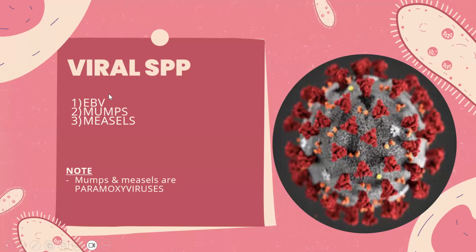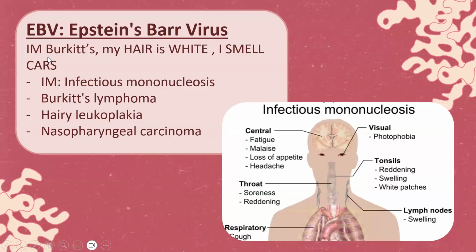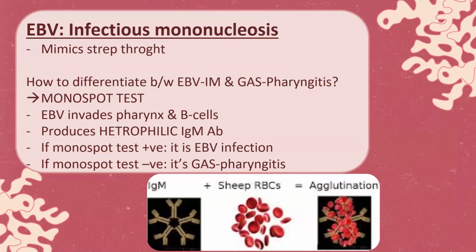Now let's go to viral. We have EBV, mumps, and measles. Okay, so EBV, we have the complications of EBV. This is just the mnemonic, how to remember them. You can read it if you want, but in particular, we have infectious mononucleosis. So infectious mononucleosis will have the same presentation as group A strep pharyngitis. So EBV, infectious mononucleosis specifically, will have the same symptoms. Okay, so it will mimic a strep throat.